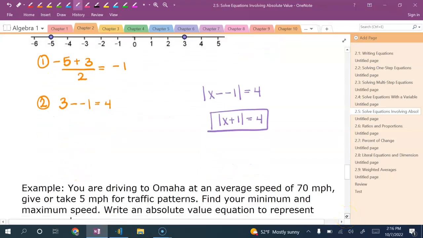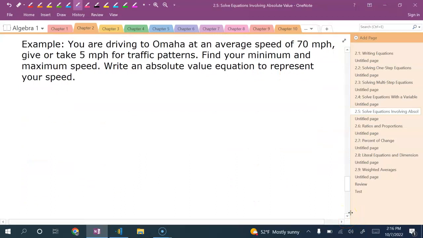Now these last couple of problems are still having you write an absolute value equation, but this time they are giving you a situation that involves words that we have to read through before we can write our equation out. So you are driving to Omaha at an average speed of 70 miles per hour, give or take 5 miles per hour for traffic patterns. Find your minimum and maximum speed. Write an absolute value equation to represent your speed.